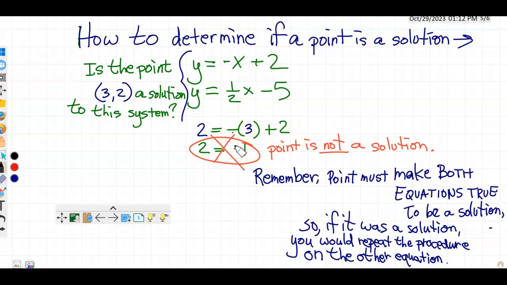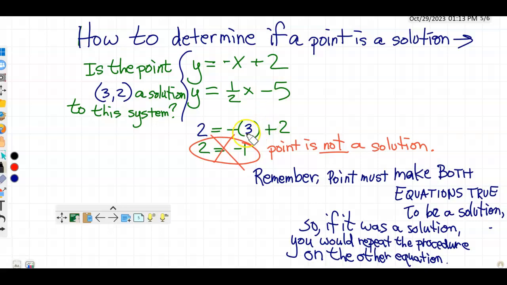Okay, in this case, it's -1 times +3 is -3 plus 2 equals -1. -1 does not equal 2. Therefore, this point, 3, 2, is not on this line. So therefore, if it's not on this line, then it can't be on both lines. So it's not a solution to the system.